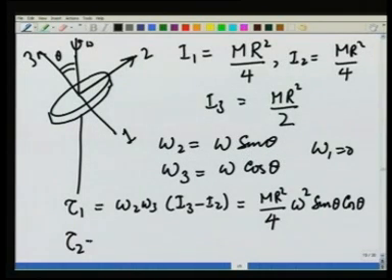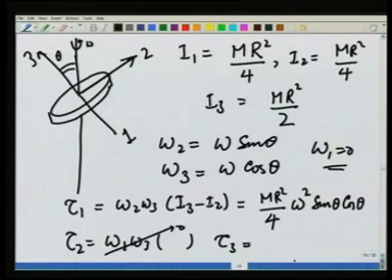Tau 2 is going to involve omega 1, omega 3, whatever, this gives you 0 because omega 1 is 0, and so is tau 3, which is also going to involve omega 1, and that is also coming out to be 0. So in this case, the torque is going to be in the direction along 1. At this given situation, the direction 1 is going to be coming out of the plane of the paper. So let me make it again.